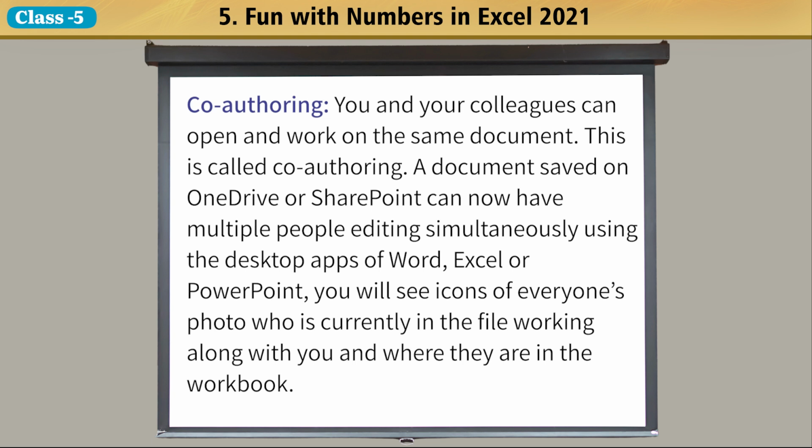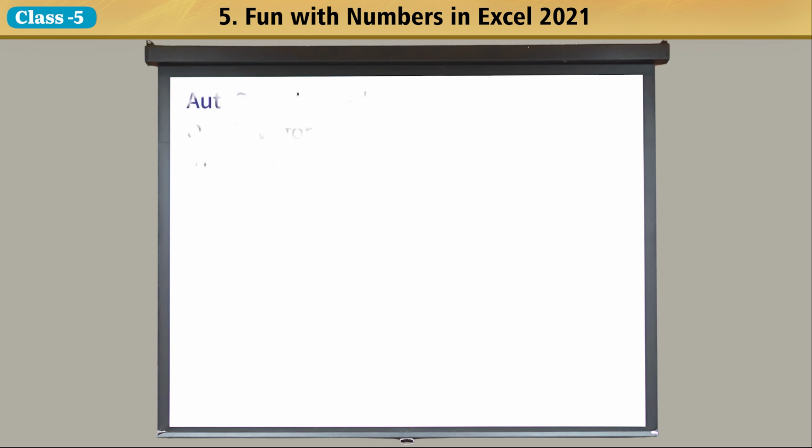Co-authoring. You and your colleagues can open and work on the same document. This is called co-authoring. A document saved on OneDrive or SharePoint can now have multiple people editing simultaneously using the desktop apps of Word, Excel, or PowerPoint. You will see icons of everyone's photo who is currently in the file working along with you and where they are in the workbook.